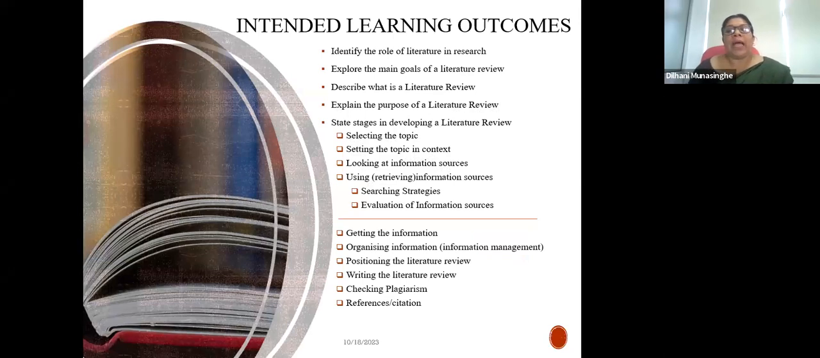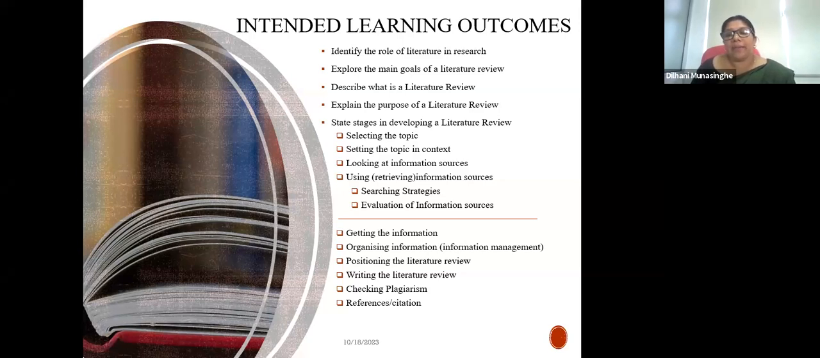Intended learning outcomes. At the end of the lecture, you will be able to identify the role of literature in research, explore the main goals of a literature review, describe what a literature review is, explain the purpose of a literature review, and the stages in developing a literature review: selecting the topic, setting the topic in context, looking at information, using information sources, searching strategies, evaluating information sources, getting the information, organizing information, position in the literature review, writing the literature review, and after that, checking plagiarism.